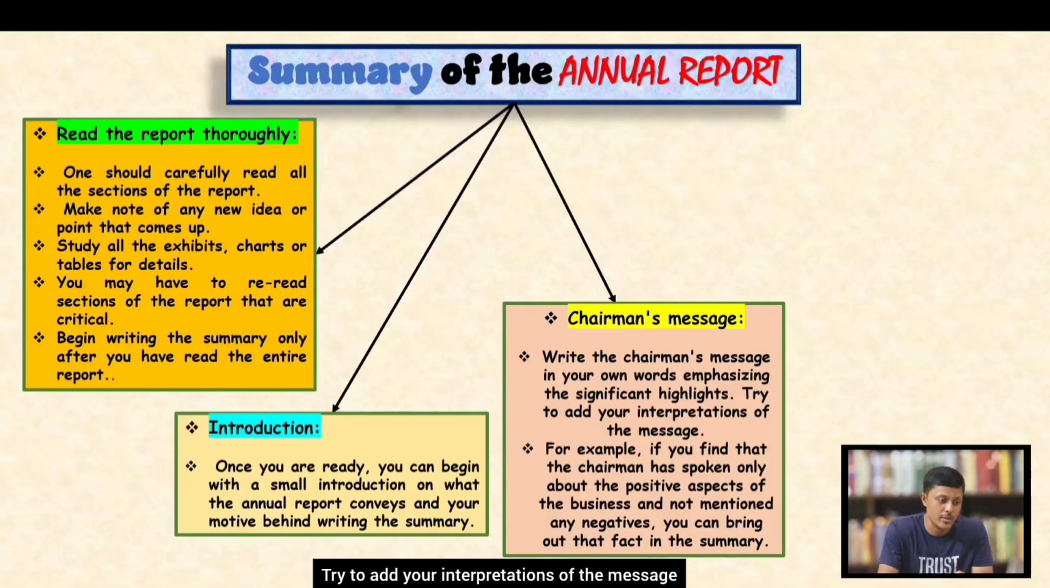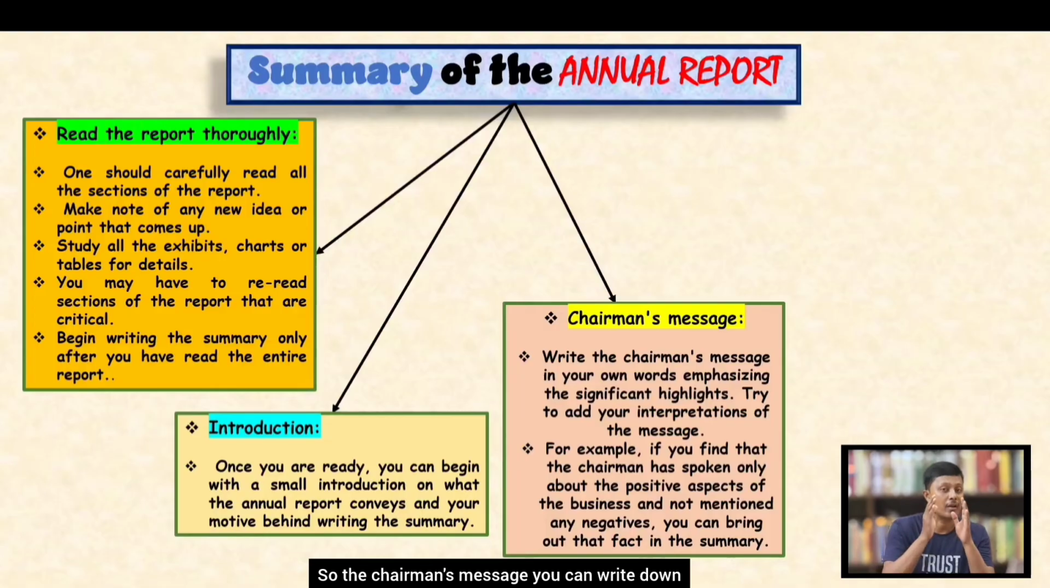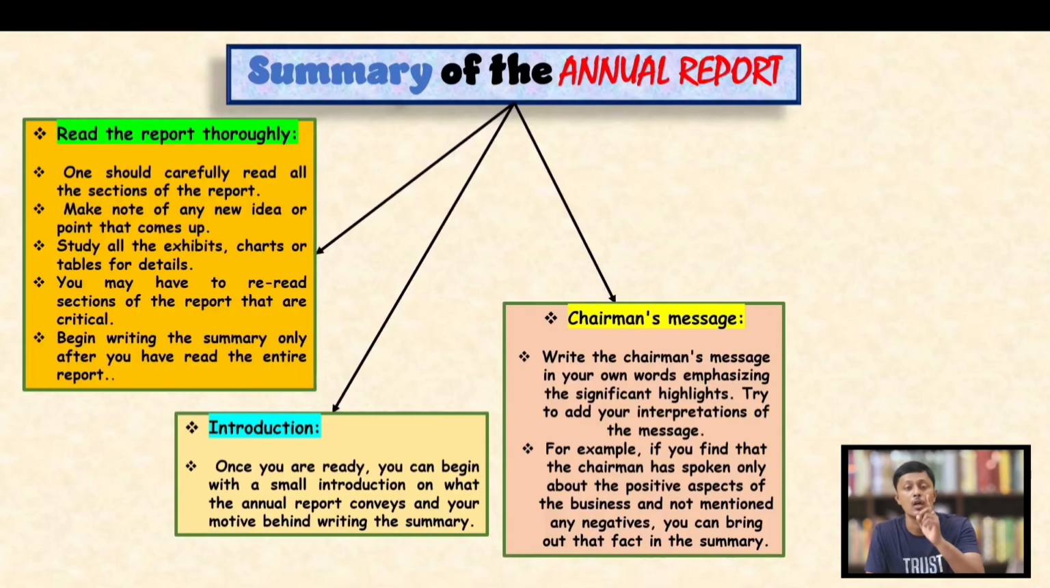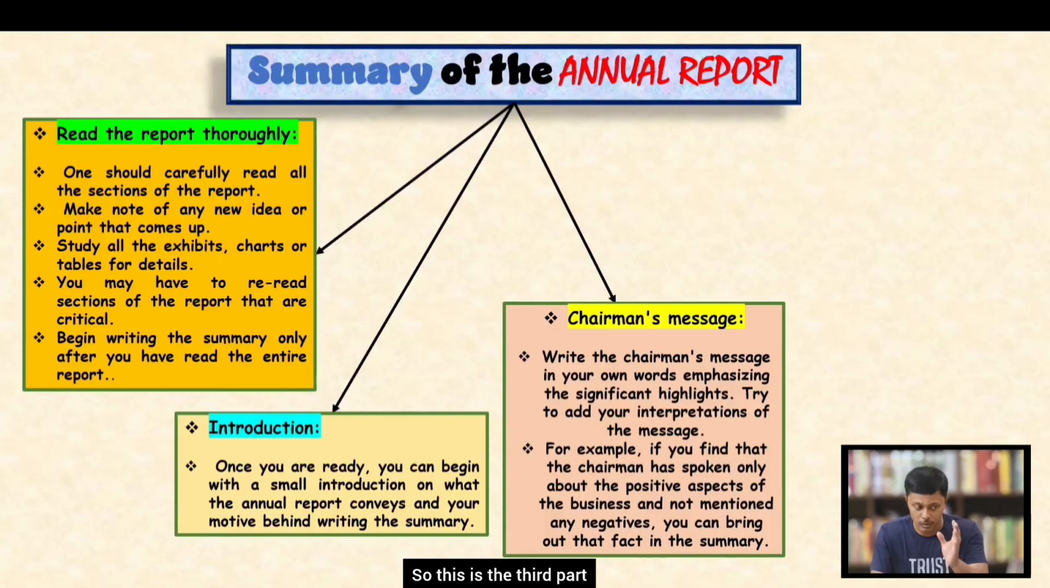Try to add your interpretations of the message. For example, if you find that the chairman has spoken only about the positive aspects of the business and not mentioned any negative points, you can bring out that fact in the summary. So if the chairman avoids or overlooks the negative points of the company, you can bring those points into your summary. You can write down the chairman's message, but you also have the liberty to point out all those aspects which the chairman has not perhaps mentioned in his report. So this is the third part.